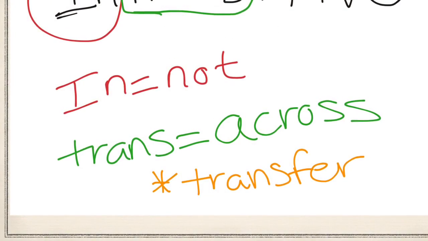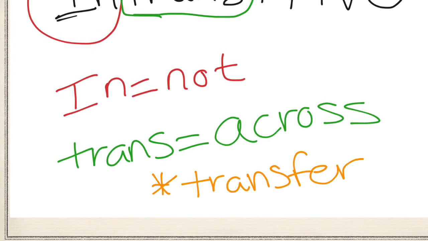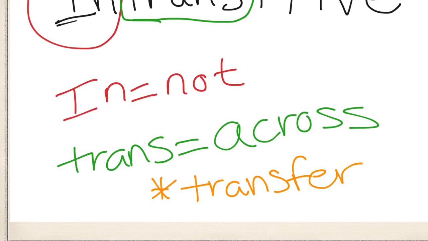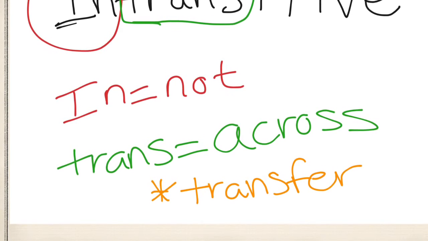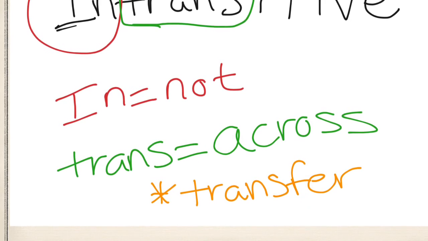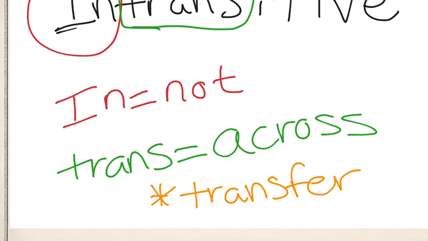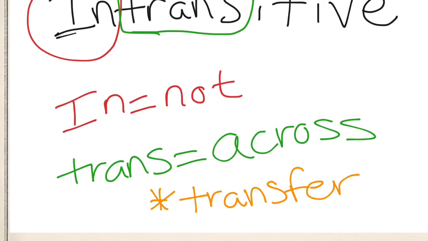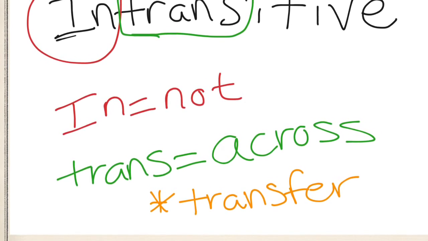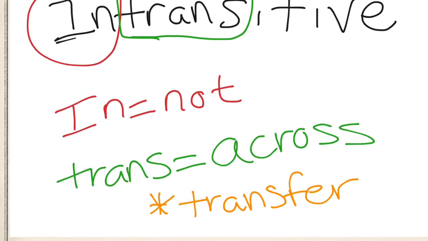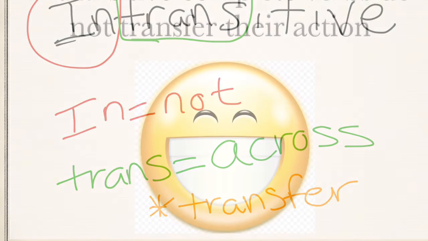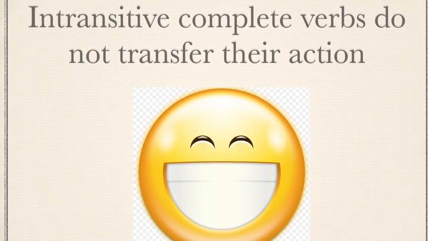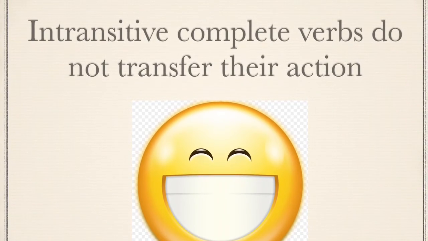So far, all the sentences we have been diagramming have been the same. All of these sentences have contained intransitive complete verbs. Intransitive is a tricky word, so let's break it down. Intransitive has the Latin root in, meaning not, and trans, meaning across or transfer. So all the verbs that we've studied so far, which are intransitive complete verbs, are verbs that are complete in their action and do not need to transfer their action to something else. Intransitive complete verbs do not transfer their action.